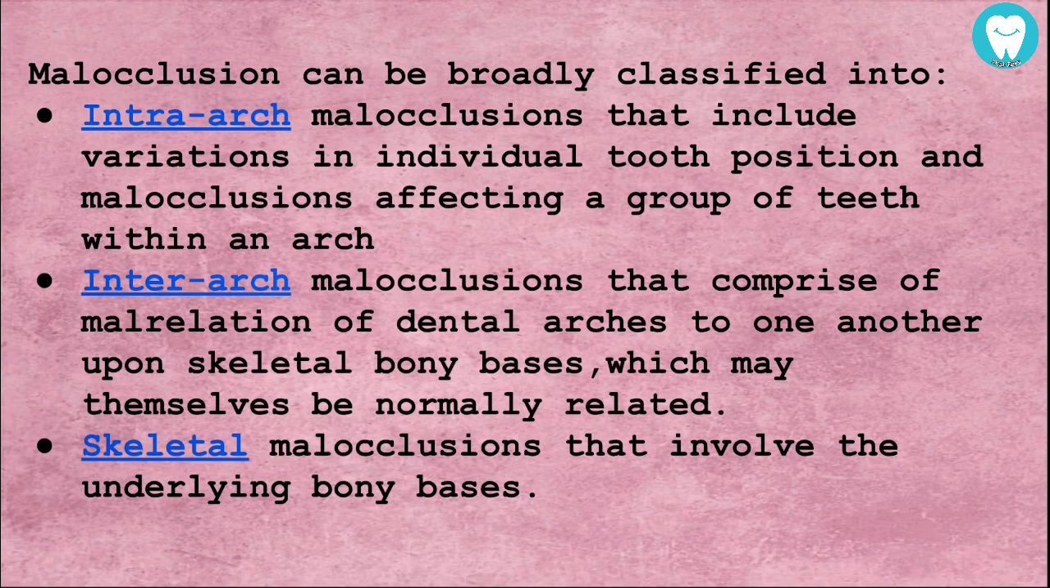So intra-arch means that it is all within one jaw, either maxillary or mandibular. Either the tooth position may be varied, like the canine may be in the place of the premolar or vice versa, or there may be crowding. Those are known as intra-arch malocclusions. Inter-arch malocclusions comprise malrelation of dental arches to one another, upon skeletal bony bases which may themselves be normally related. Skeletal malocclusions are those that involve the underlying bony bases.